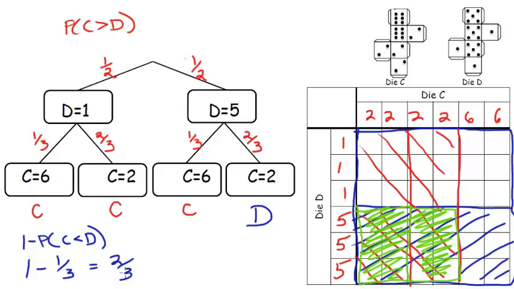So therefore C wins 2/3 of the time. So again, we get the same result. This is just another representation. We might use a tree diagram to represent our probabilities. Now don't get bogged down in how I got this 1/3 here. We're going to come back to this in the next section.